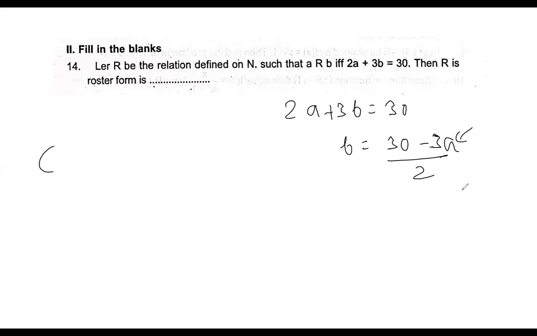If I place a as 2, that comes out to be 6. 30 minus 6 is 24, and 24 by 2 comes out to be 12. Yeah, I can see that I made some mistake here. This is 2a, right? So let me redo this part.